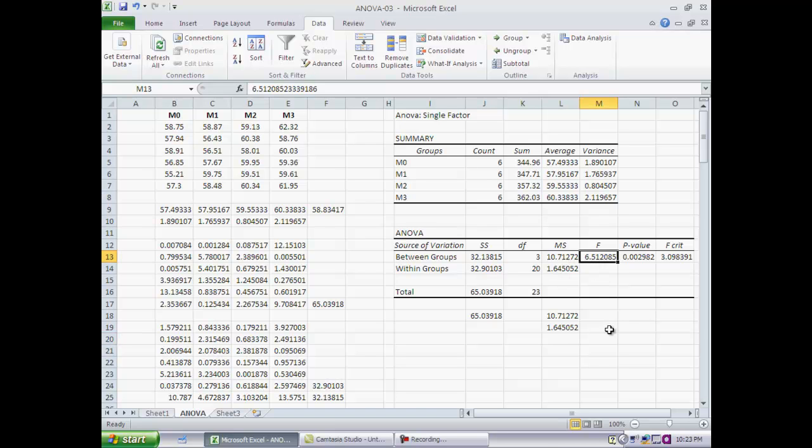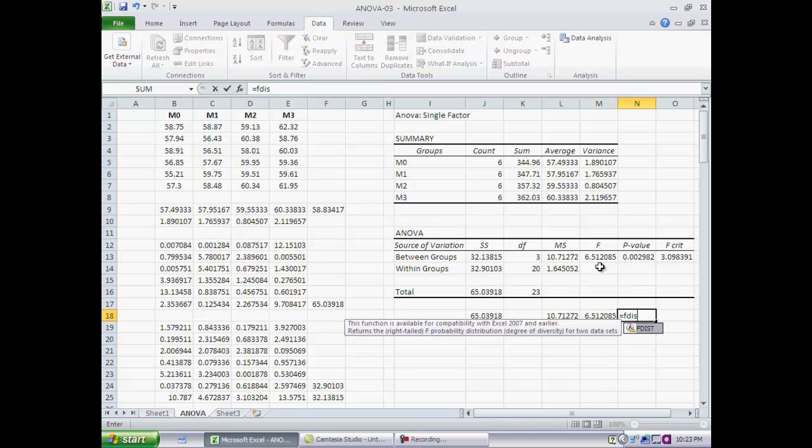So this value 6.51, the F statistic, is simply the mean square between groups divided by the mean square within groups. You can see it's exactly 6.51. And what about the p-value? The p-value is the probability of getting an F statistic of 6.51 or higher if the null were true as an equality. So to calculate the p-value, I simply use FDIST. What is the likelihood that I would get an F value of 6.51 or higher?